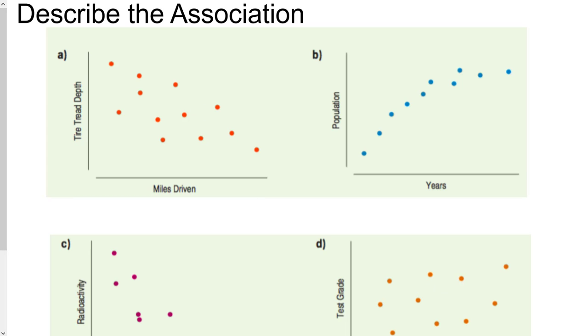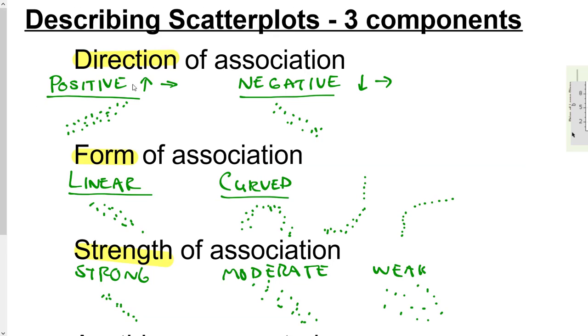Okay, so let's continue now. Describing scatter plots, the three components. The direction: is it positive? Think back to slope in Algebra 1. Slope is positive if it's going up from left to right. It's negative if it's going down from left to right. And really, slope and association are talking about exactly the same things here. So positive if it's going up from left to right, negative if it's going down from left to right.